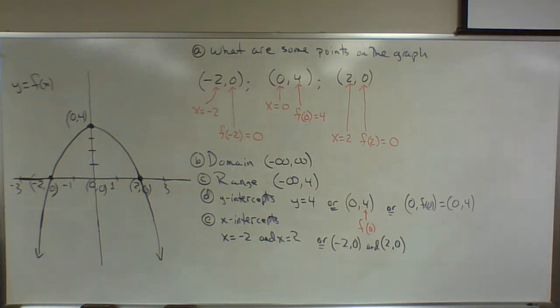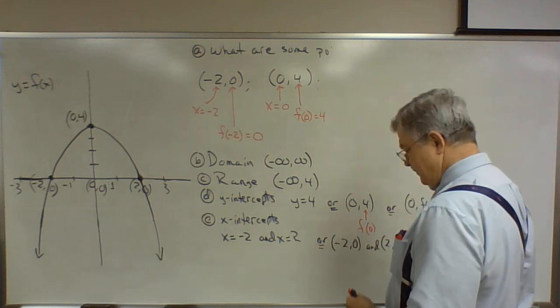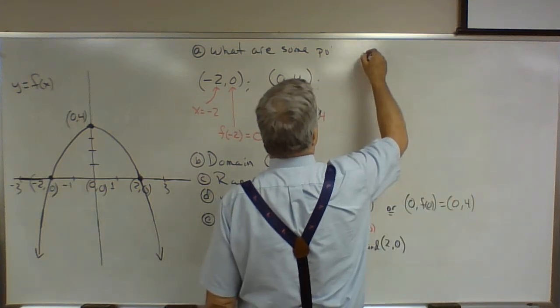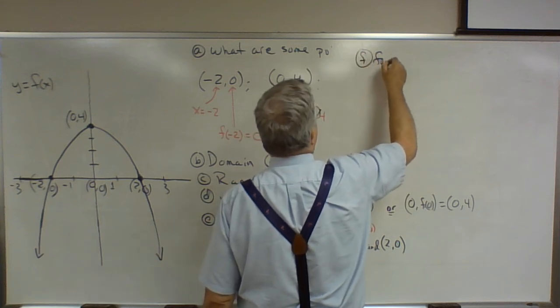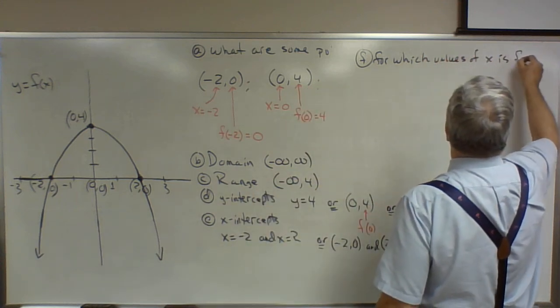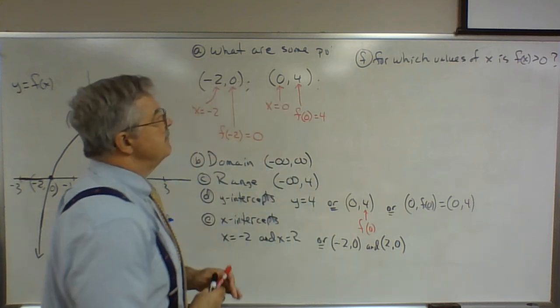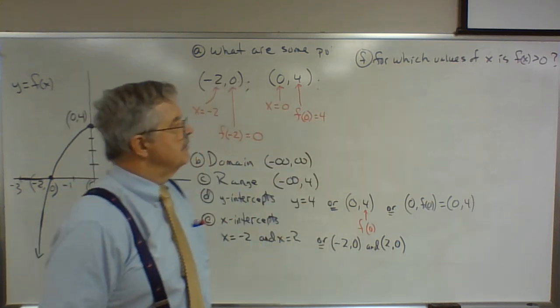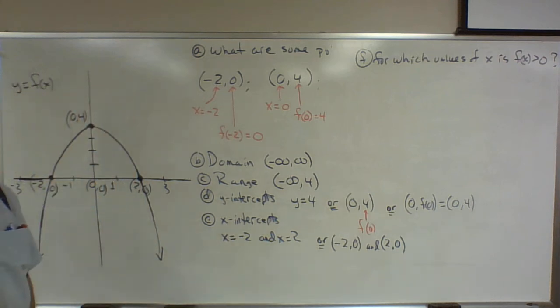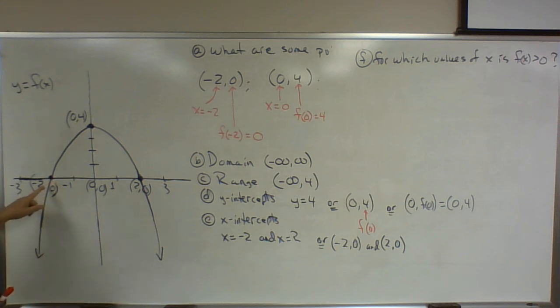Values of x such that f of x is greater than 0. Let's see, f. So for which values of x is f of x greater than 0? Well, wherever f of x is greater than 0, the graph is above the x-axis. And the graph is above the x-axis between x equal negative 2 and x equal positive 2.